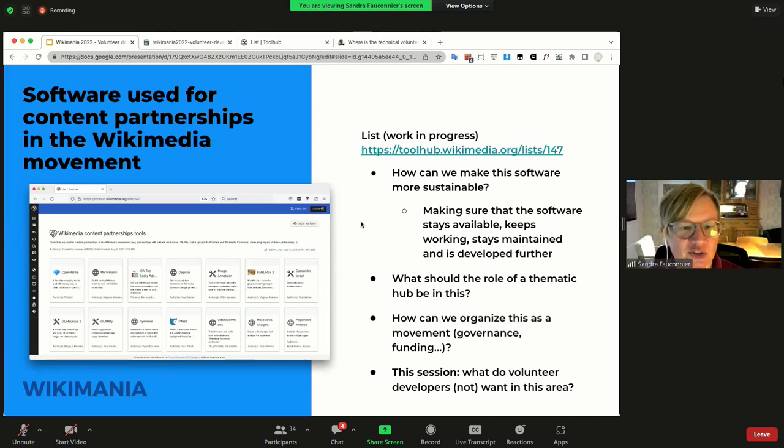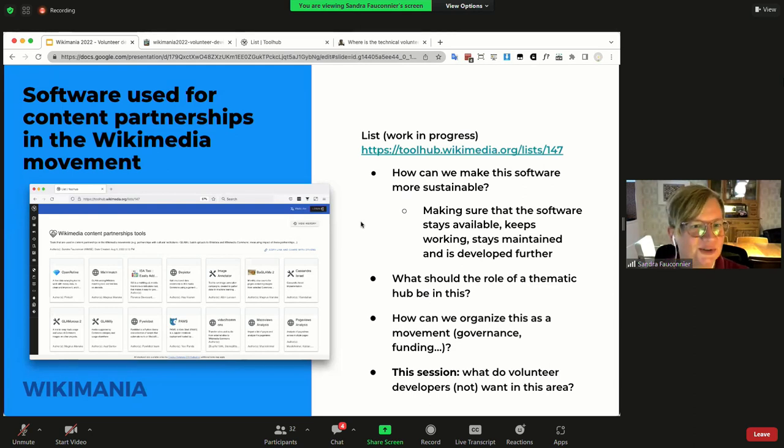For me, software for Wikimedia content partnerships, to make it a bit more concrete, is things like PattyPan. That is software that we use for batch uploading data to Wikidata, batch uploading images to Wikimedia Commons, to keep track of statistics of the impact of our work in this area, visualizing things, and all the infrastructure around it. How can we make that software better?